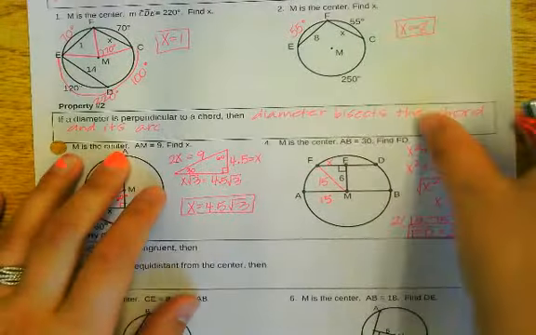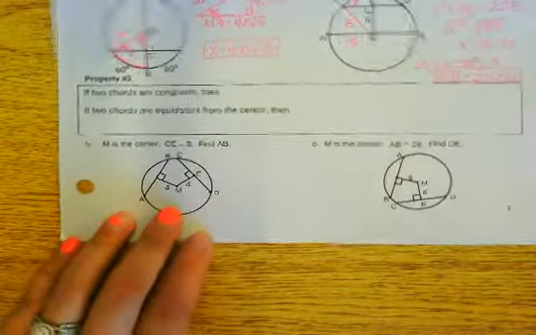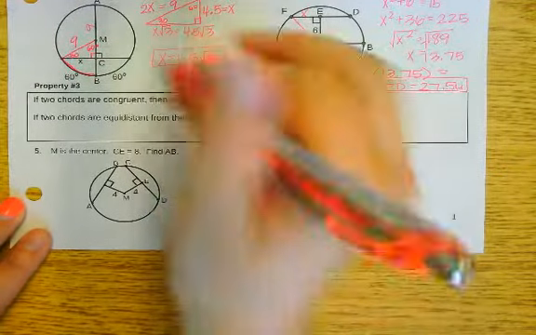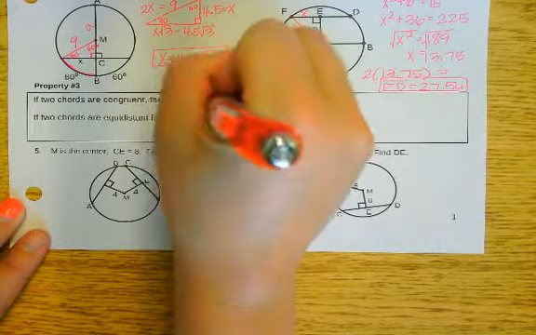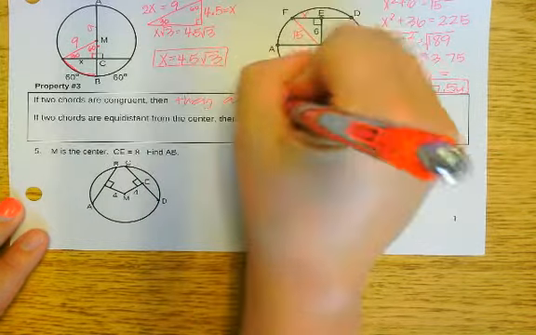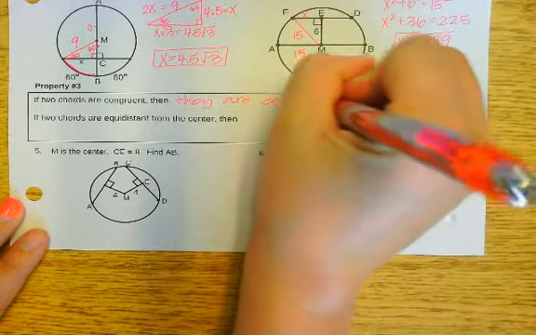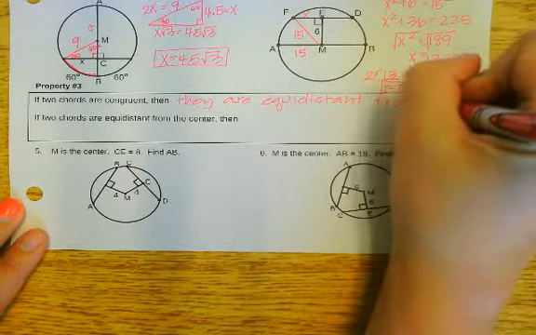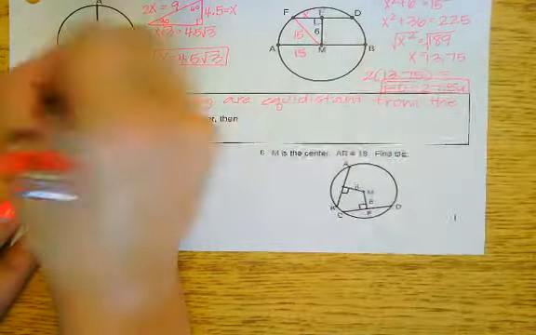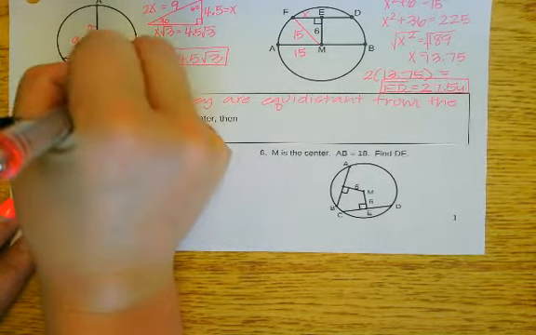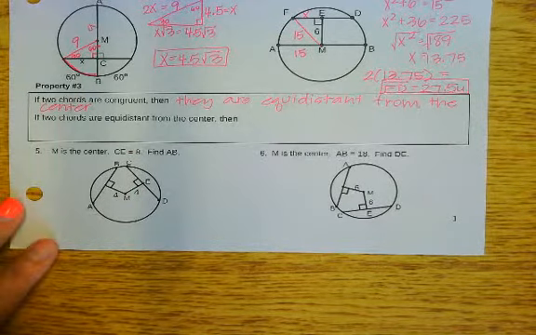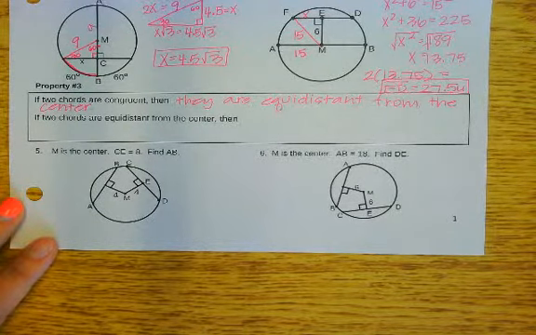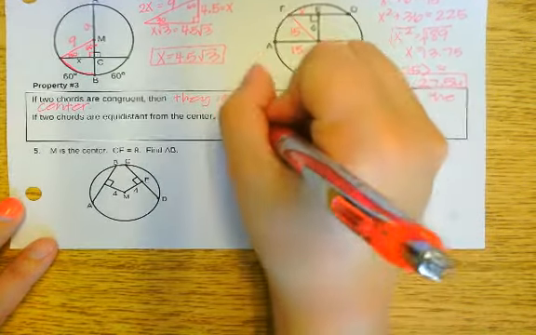Okay, next property. Property number 3. If two chords are congruent, then they are equidistant from the center. And then the converse, if two chords are equidistant from the center, then they are congruent.